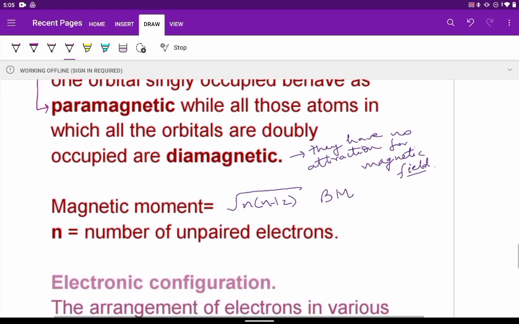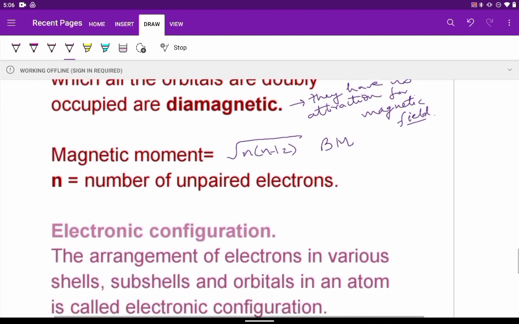Magnetic moment can be calculated if we know the number of unpaired electrons. If n is the number of unpaired electrons, magnetic moment is given by square root of n into n plus 2 BM. BM is Bohr magneton.